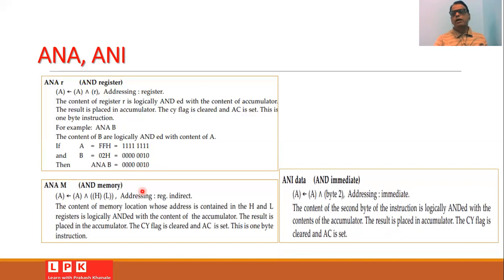If we have been provided immediate data, then you can perform the AND immediate by using the instruction ANI data, where the content of the second byte of the instruction is logically ANDed with the content of the accumulator, and the result will be placed in the accumulator. When you execute this instruction, the carry flag is cleared and the auxiliary carry flag is set.